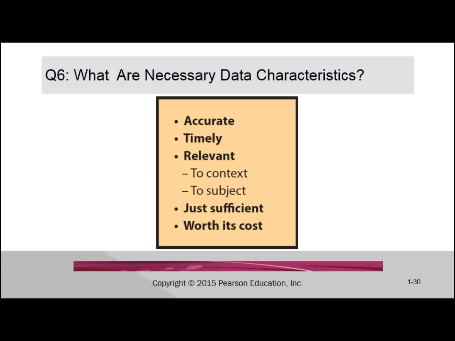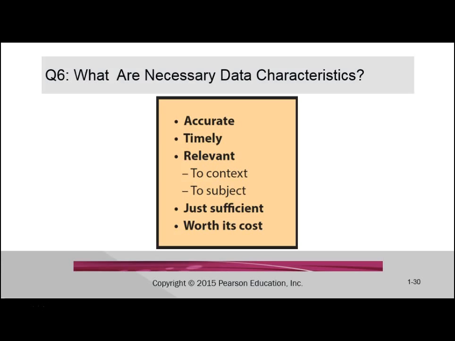Too fine means it's at too low of a detail, right? Maybe I'm the regional manager of Apple, and I have all the individual transactions for all the iPhone purchases in the region. Well, that's too fine of detail for me to manage at the regional level. Or perhaps I'm at an Apple store, but I have the national sales data. That's too coarse for me to make any decisions. So data has to be just sufficient for the decision that I'm making.